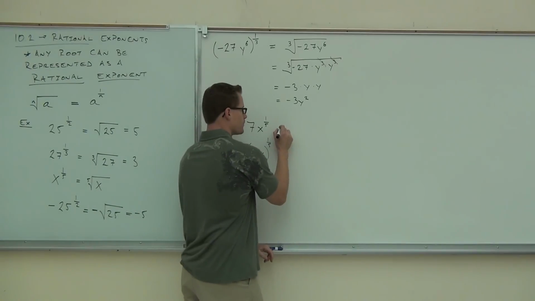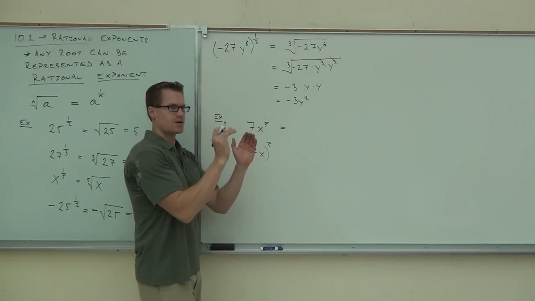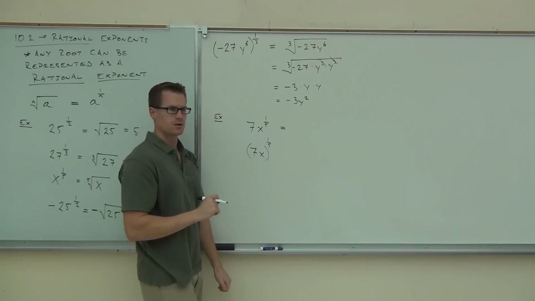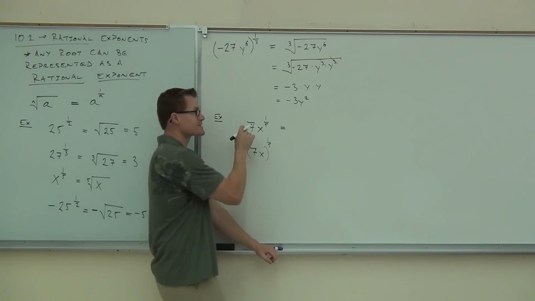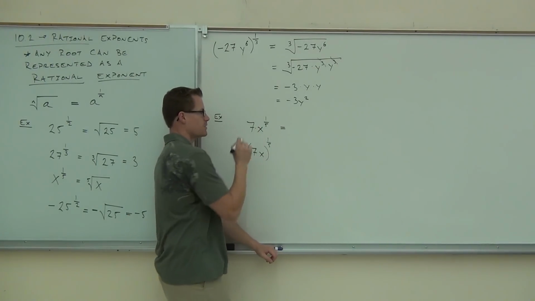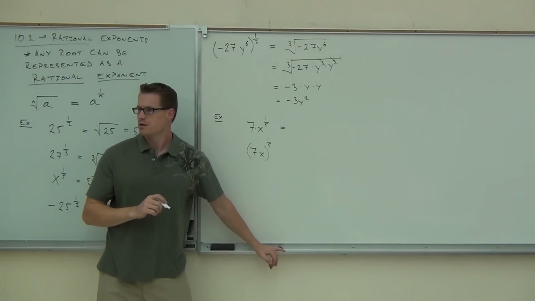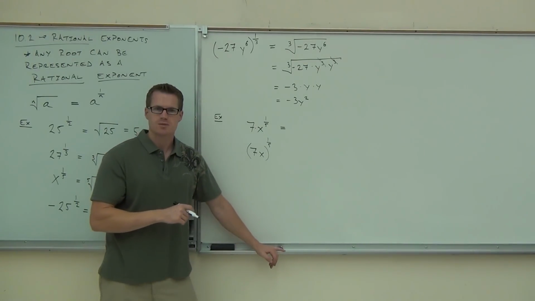So on this example, is the 7 going to be inside of our root or not? What do you think? No, it's outside. It's outside, yeah. What this says right here is 7 times x to the 1/5. You with me? It's like the -1. 7 times x to the 1/5.